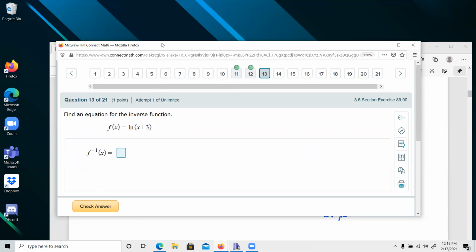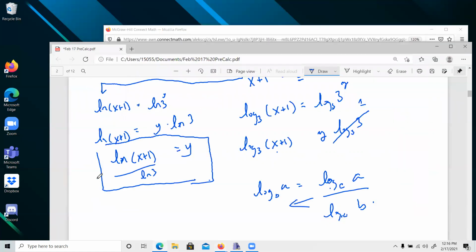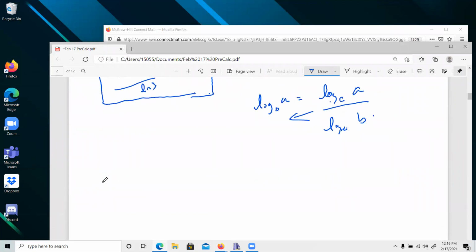All right, find the inverse function. Okay, so let's just go in the other direction. We have f of x equals natural log of x plus 3. So we're just going to write it as y equals natural log of x plus 3. And what we're going to do is swap. So we have x is equal to natural log of y plus 3. Okay. And now we've got to solve for y.